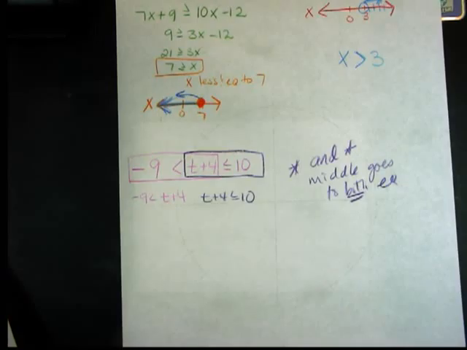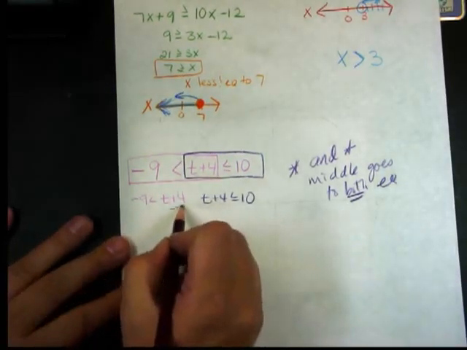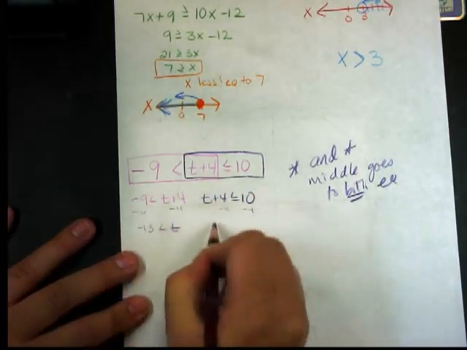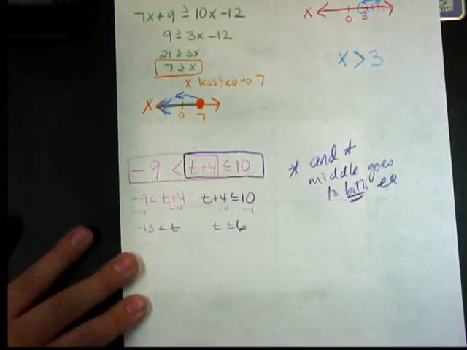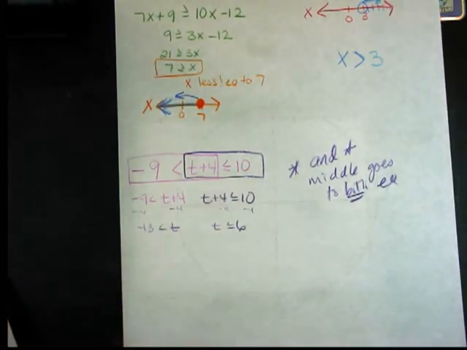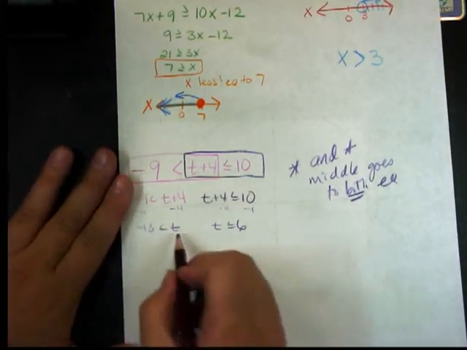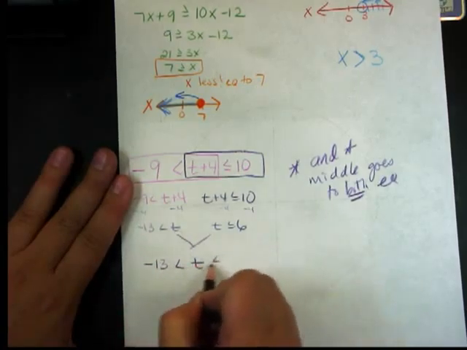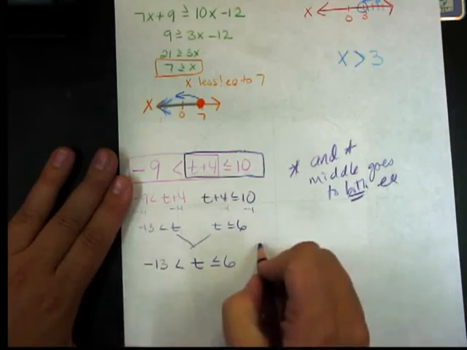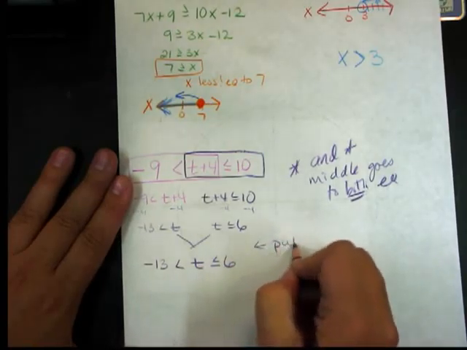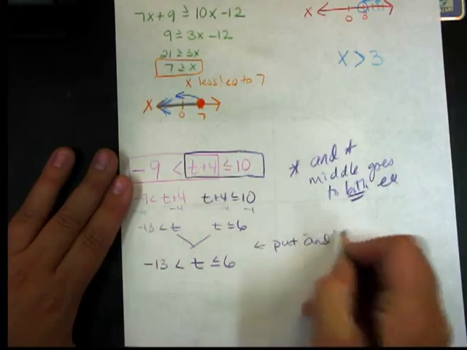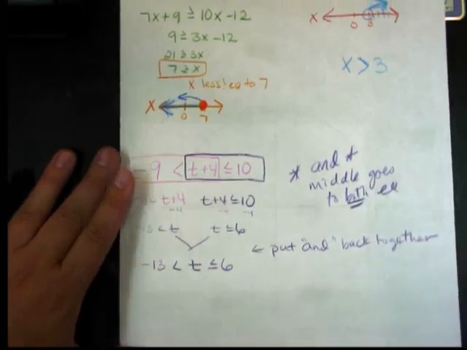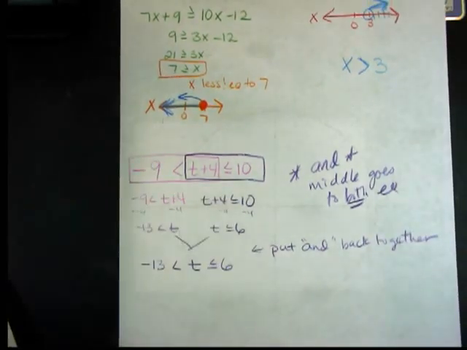All right, now it says solve normal. So that means we're going to subtract the 4, and with an and, it has to come back together. So this is going to be negative 13 less than t less than or equal to 6. You're going to put and back together.